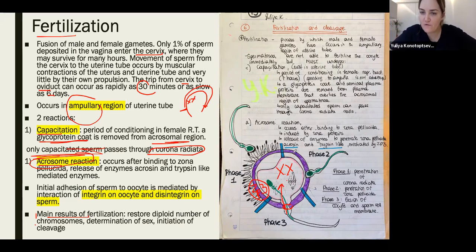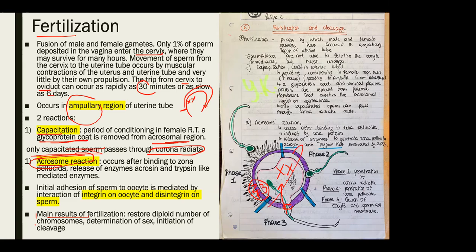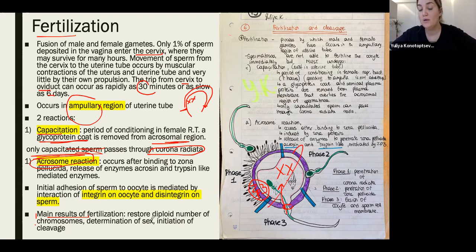How do we call the fertilized oocyte? Zygote. Yeah, so this is known as the zygote. So you determine the sex of the zygote at the genetic level, and you initiate the cleavage.